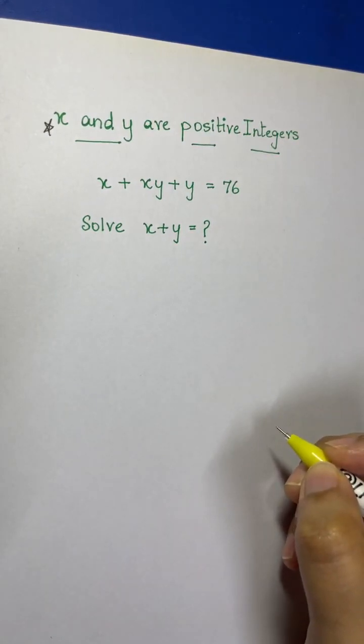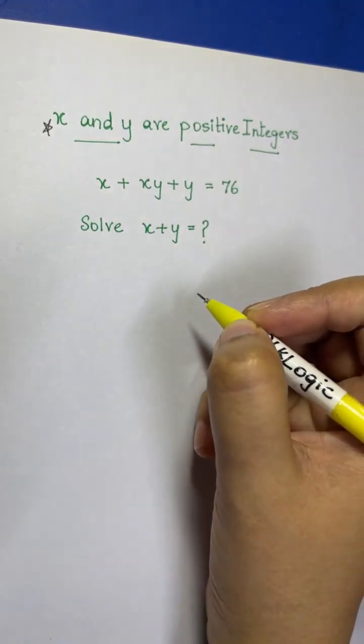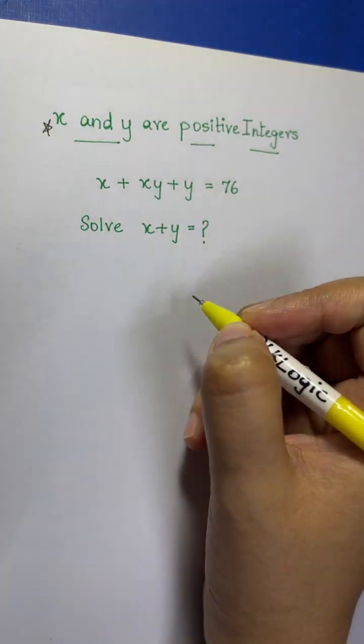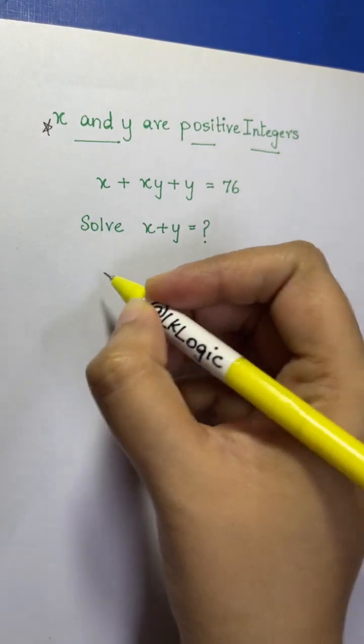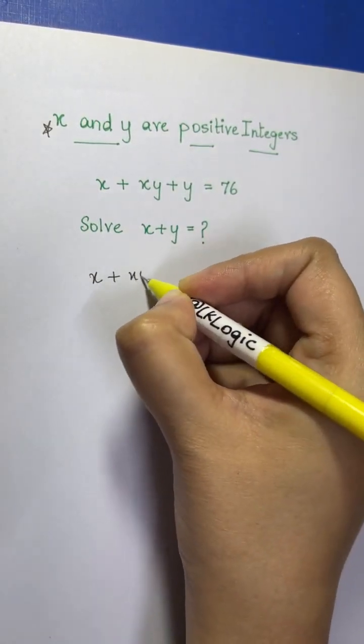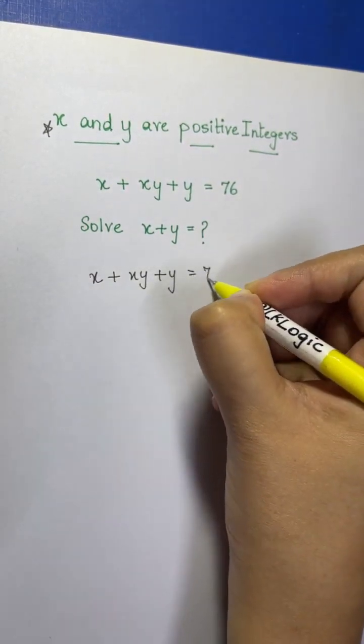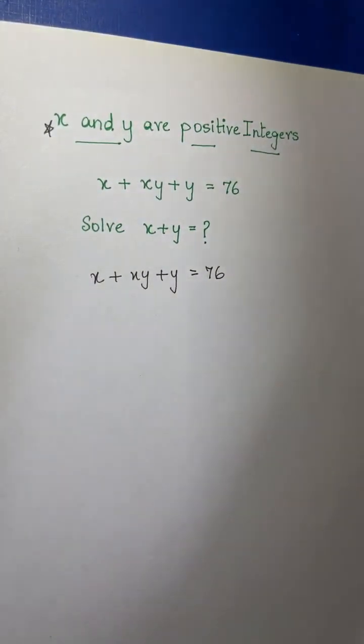Now let's start with our question. It says x plus xy plus y equals 76. So I'm going to write that down. x plus xy plus y equals 76.